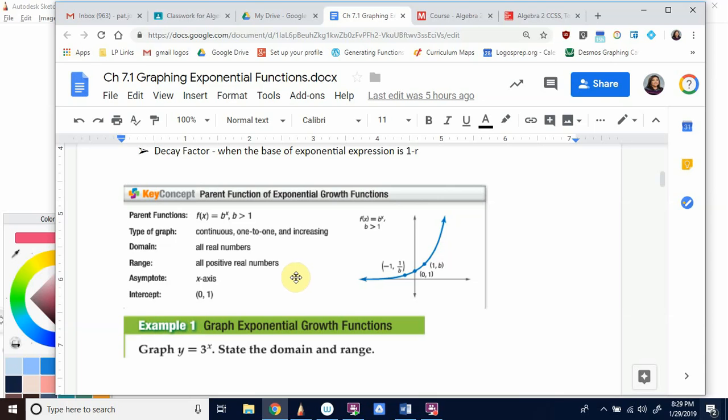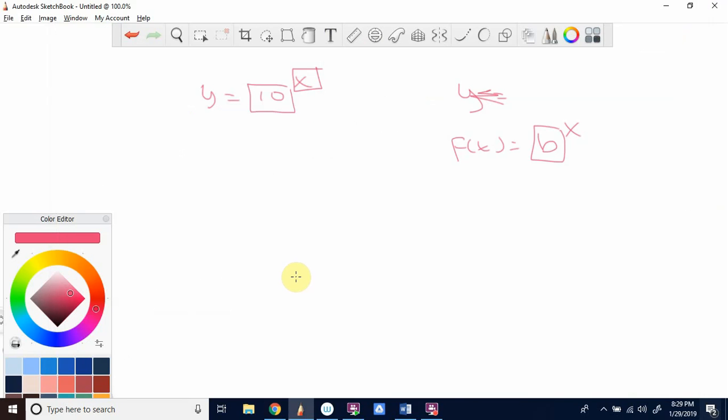Now there are three points you need to know of the parent function. It's always going to have the values of -1, comma 1 over b; 0, comma 1; and 1, comma b, as in the key concept box. You need to memorize this. This is the same for both the growth and the decay. Right now we're doing the exponential growth function.